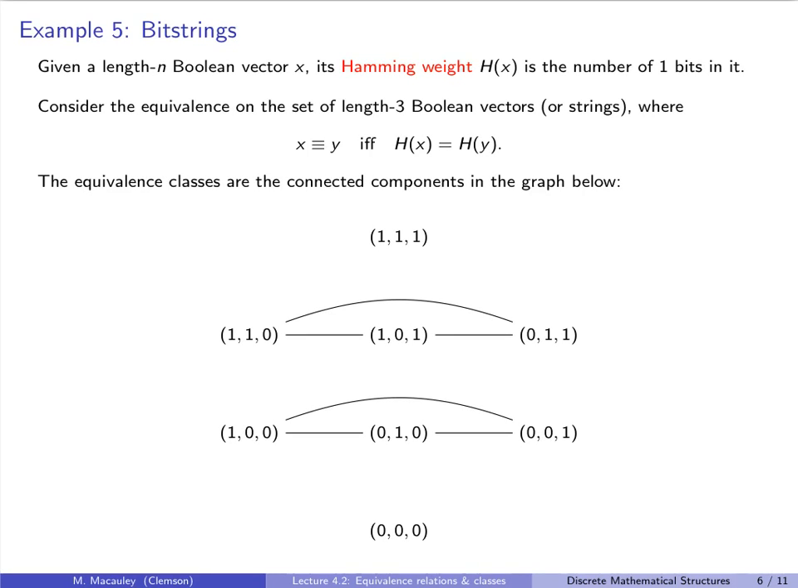This graph describes what the equivalence classes look like. 1, 1, 1 is in a class by itself. 1, 1, 0, 1, 0, 1, and 0, 1, 1 are all equivalent because they have Hamming weight 2. 1, 0, 0, 0, 1, 0, and 0, 0, 1 all have Hamming weight 1, and then 0, 0, 0 is by itself because it has Hamming weight 0.